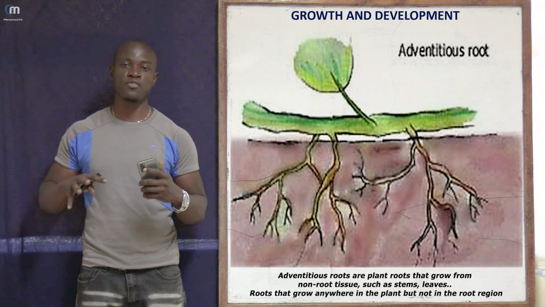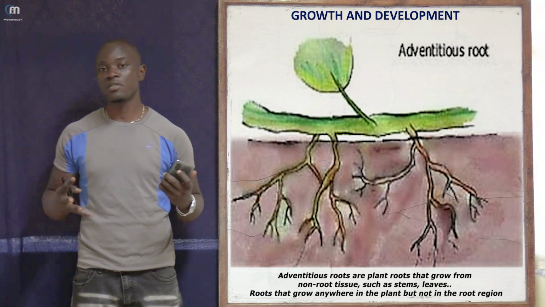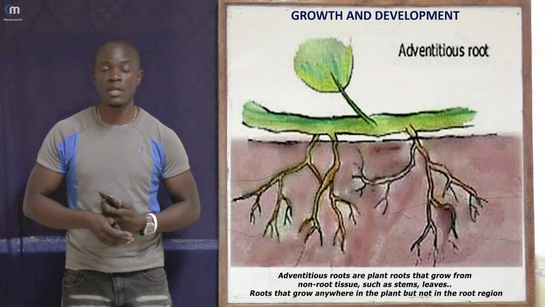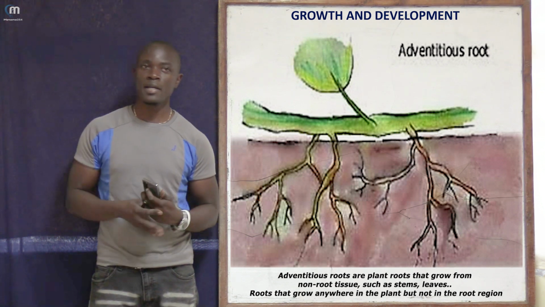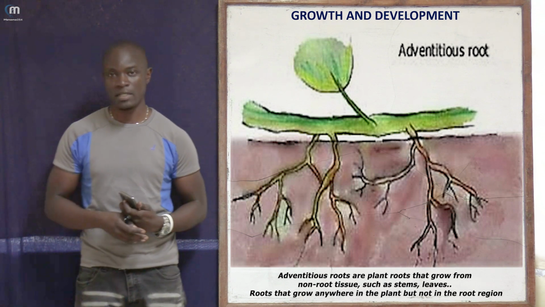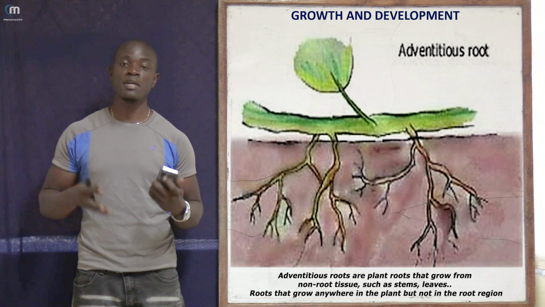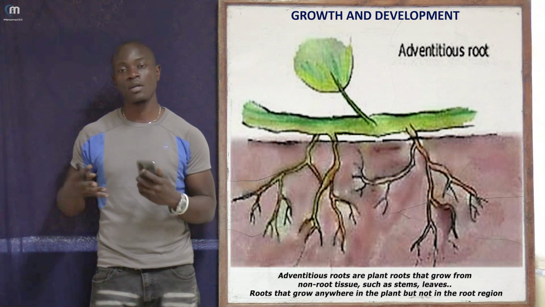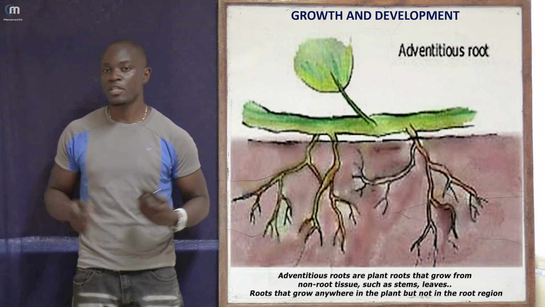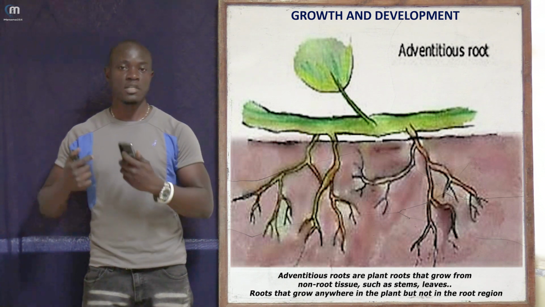They are used for absorbing water and mineral salts from different regions of the soil apart from the normal roots, and also some of them can be used for the anchorage of the plant. But the main function of the adventitious root is to absorb water and mineral salts apart from the normal roots of the plant. So those are the adventitious roots, which are roots developing from a non-root tissue.